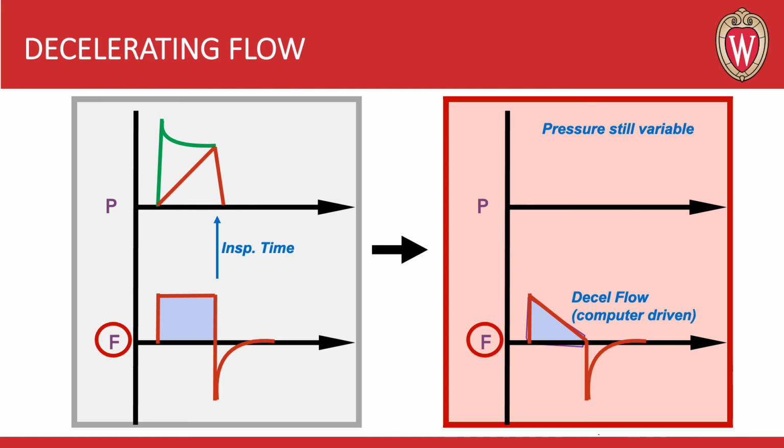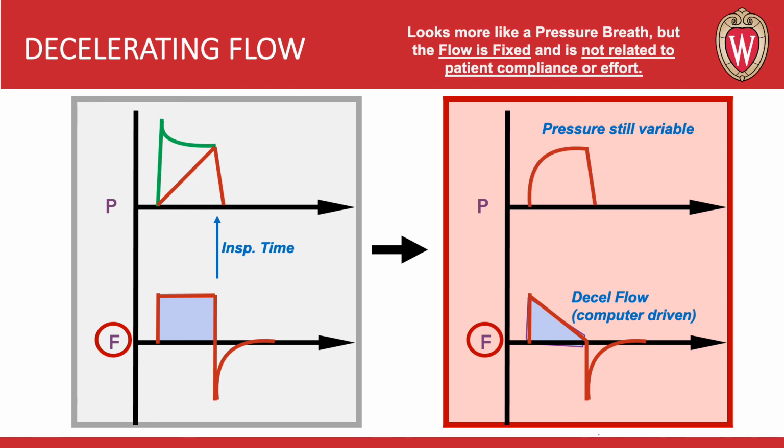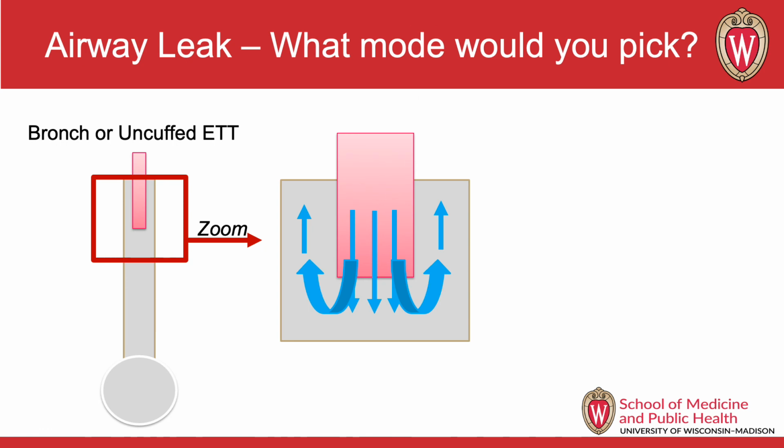And the pressure is still variable, but it'll look different. And it'll look very similar to how a pressure breath appears. But in this case, the flow is fixed and is not related to patient compliance or effort. The patient gets the flow that you've set no matter what. And their compliance or effort will simply change the pressure that's there. We'll talk about why decelerating flow breaths are quite useful sometimes in a few minutes.